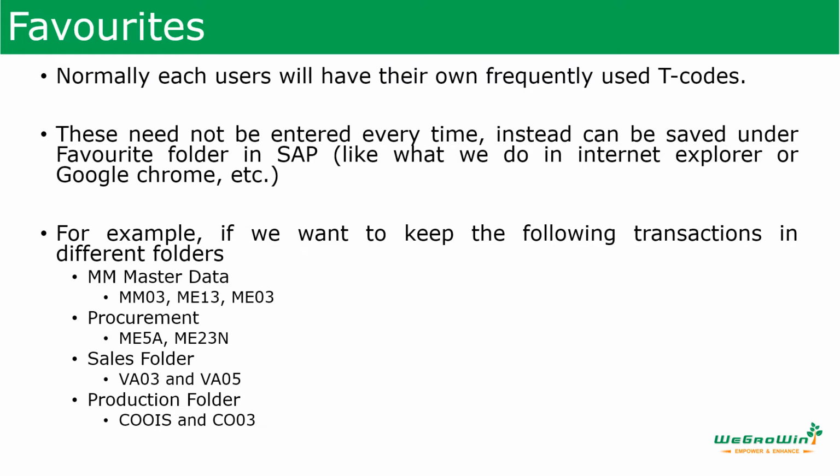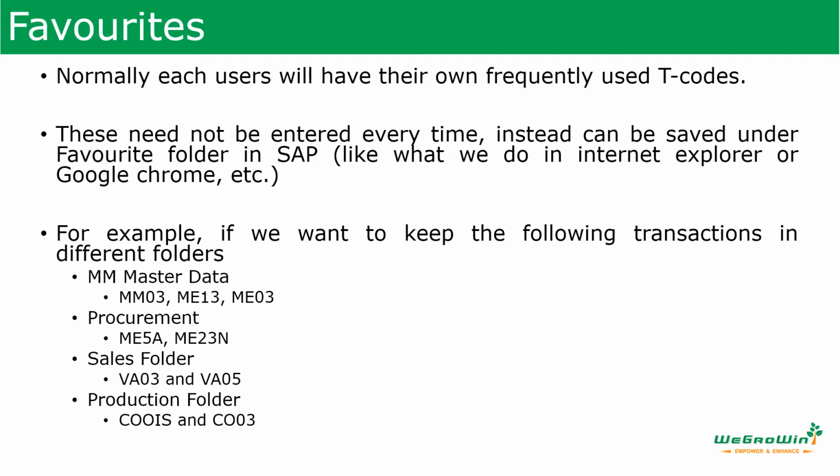Normally each user will have their own frequently used transaction codes. For example, a material management person will have some specific transaction codes. The sales people will have specific transaction codes, or planning people have specific transaction codes. What they are using regularly, 2-3 transaction codes, they may remember and type. But there are some transaction codes which they need to visit and see because they need something. For example, a material management person wants to see the bill of material. Suddenly he may not remember the transaction for bill of material. These kinds of things they can save as favorites.